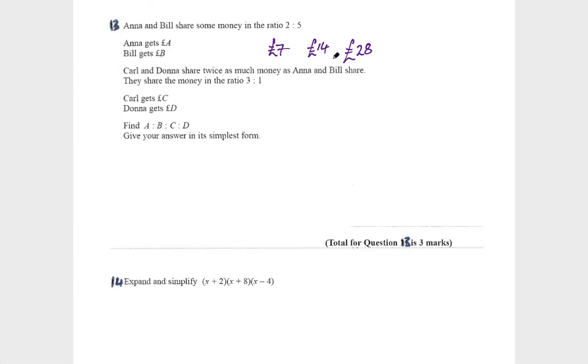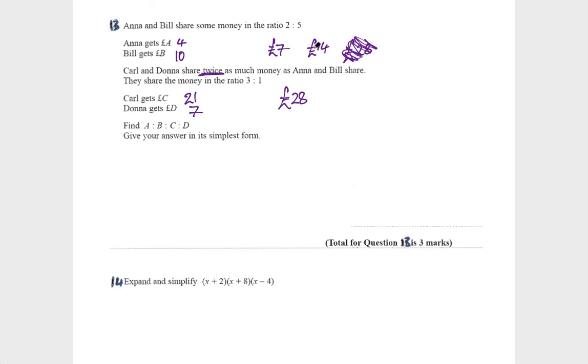Well, actually, they can share £14, and then the £28 is the twice as much that Carl and Donna share. So let's say that Anna and Bill share £14. That means Carl and Donna are sharing £28, which can be divided by 4. That means Donna gets 28 over 4 is 7, so she gets 7. Carl gets 3 7s, 21. Anna, if they're splitting £14, Anna will get £4, and Bill will get £10.